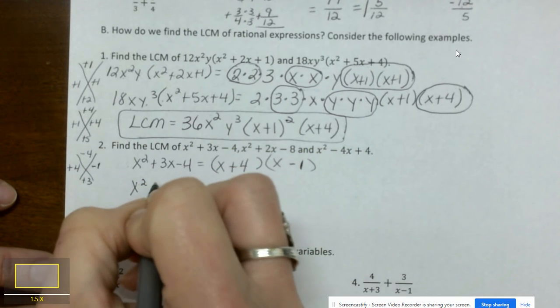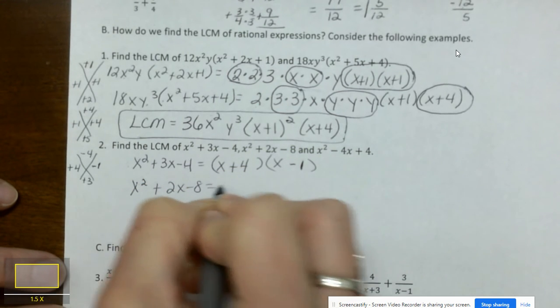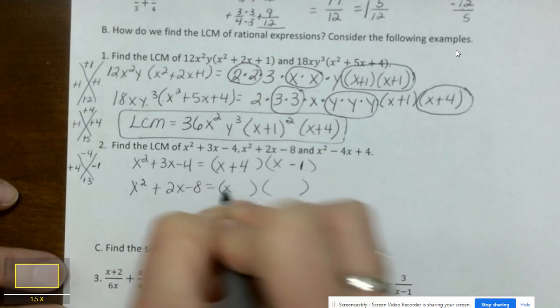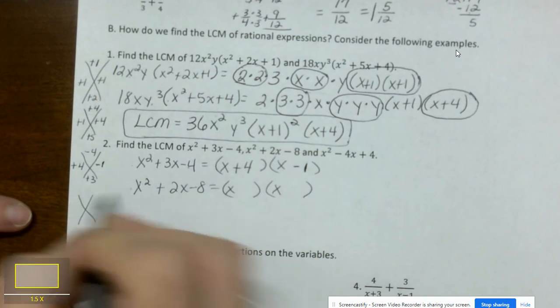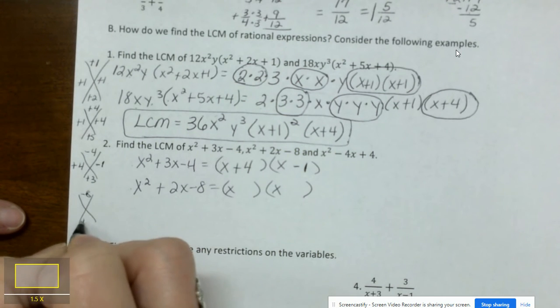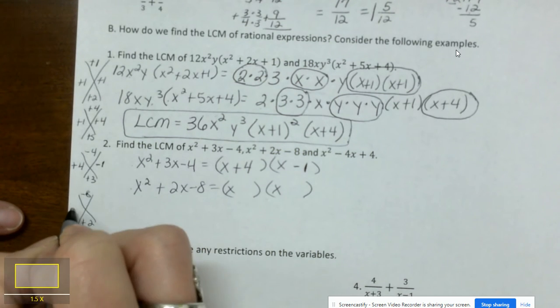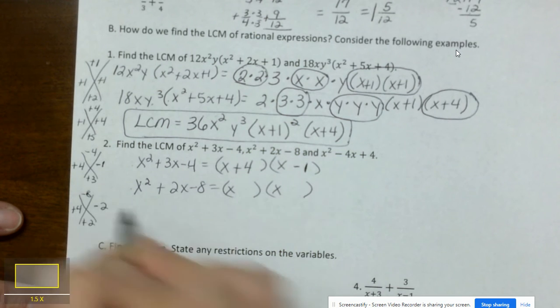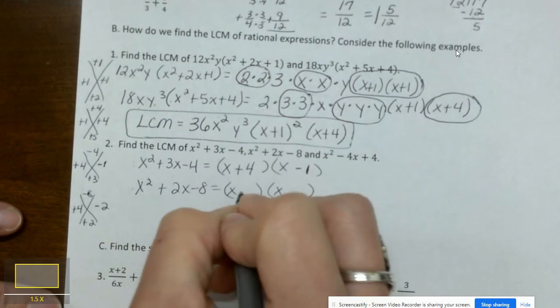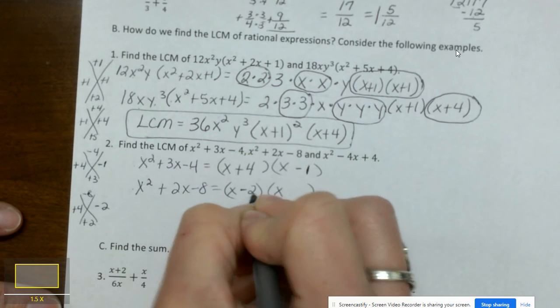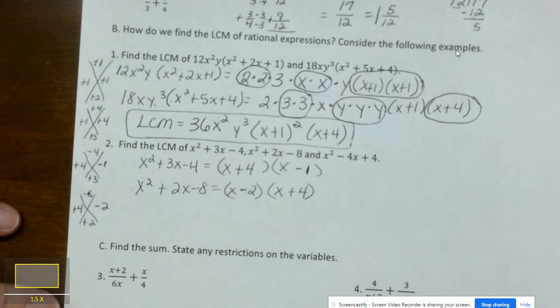All right, now x squared plus 2x minus 8. Okay, we know that's an x and an x. Let's do our diamond method. 1 times -8 is -8. And we need to get a positive 2. So that's going to be a positive 4 and a negative 2. 4 minus 2 gives me 2, and 4 times -2 gives me -8. So it's going to be minus 2 and plus 4.